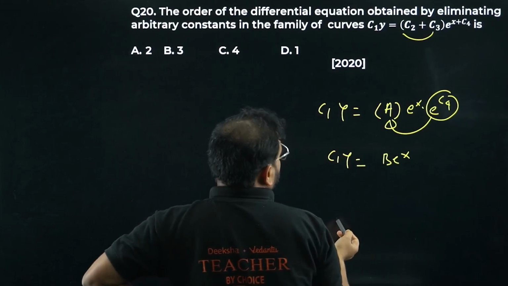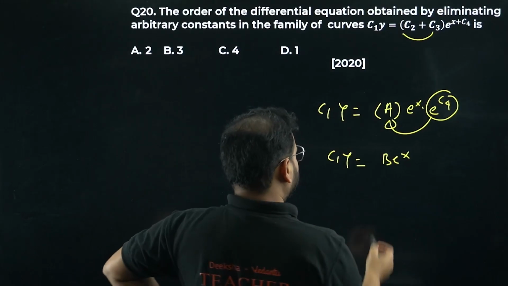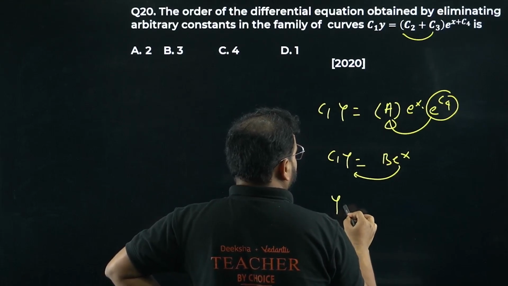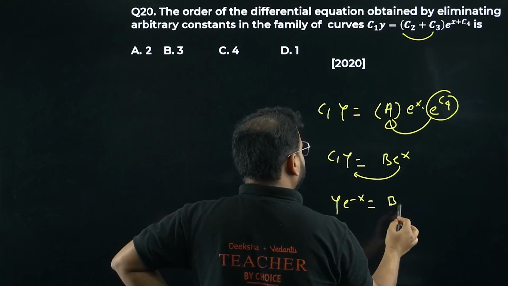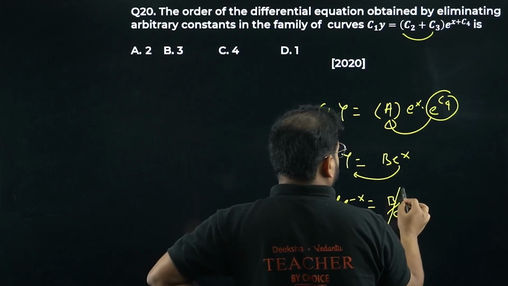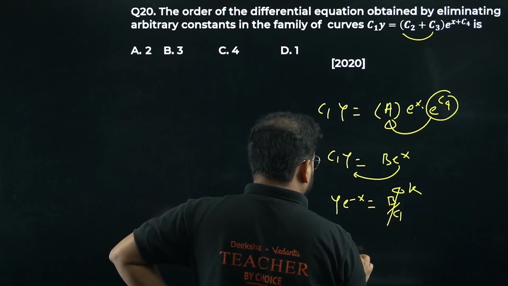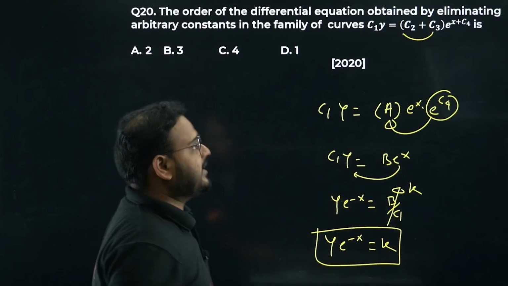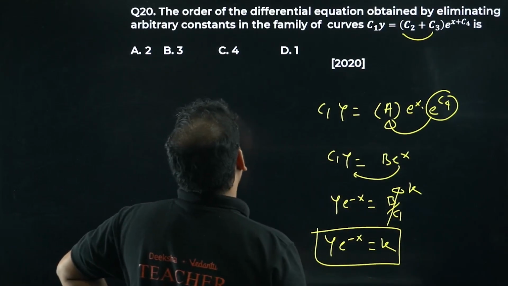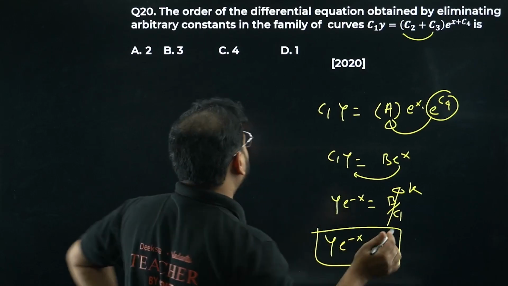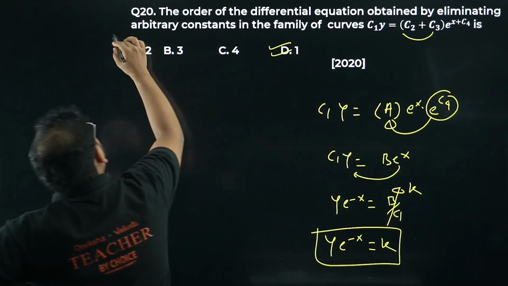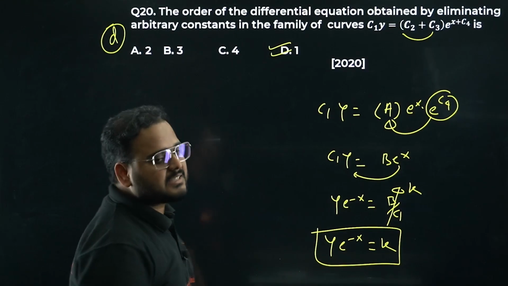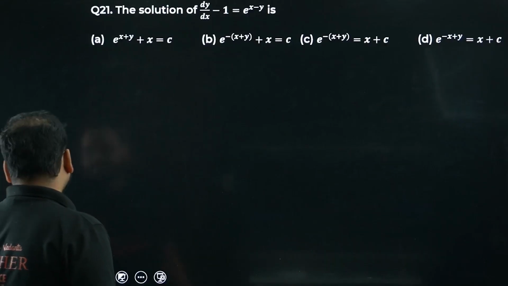Now I can see from here, please check, I can move this e power x on this side. So I'll have y e power minus x equals to b by c1. I can write this as one constant k. So I get y e power minus x equals to k. I have only one constant actually. It means one order. We have to differentiate only once. Answer will be D, sir. Differentiate only once, that's good enough. Okay, answer is D.